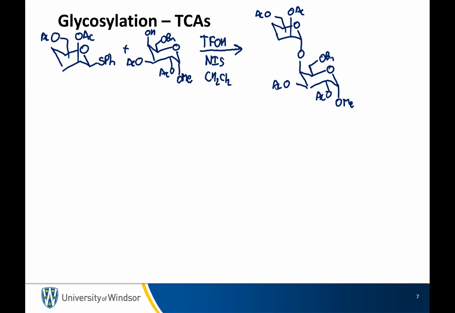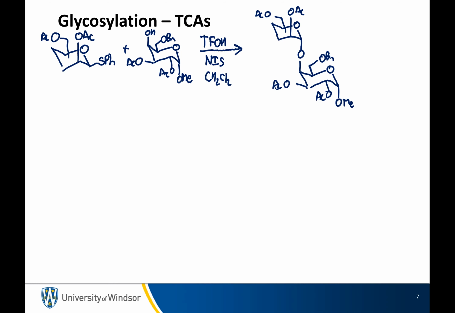So we can use triflic acid and N-iodosuccinimide to activate the thioether. It's going to make an oxocarbenium. I don't care what solvent I use because I'm going to take advantage of the anomeric effect on the mannose. So I don't need to have my solvent favor alpha or beta. I've got an acetate there that's going to help me out.